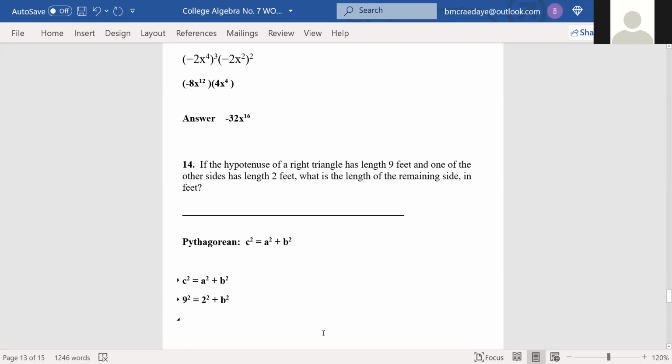So what's 9 squared, Latoya? 9 to the second power. I'm not muted. Do you hear me now? I can hear you. What's 9 to the second power? 81. 81, right. What's 2 to the second power? 4. 4, okay. So that would be plus b squared.